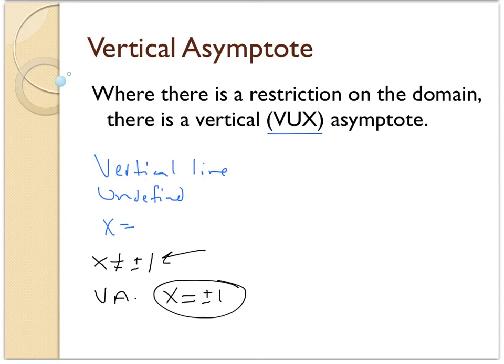So notice the domain is listed with a not equal, and the asymptote is the equation of the two lines that go through those points. And that's how we identify our vertical asymptotes.